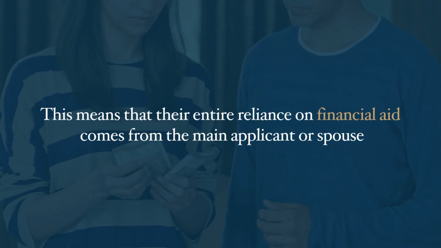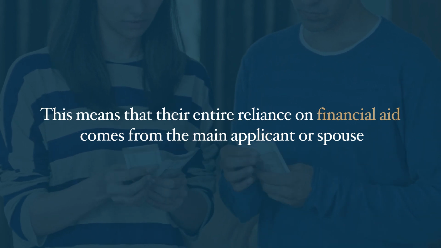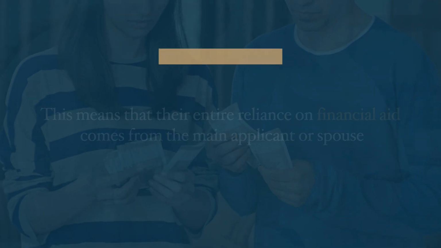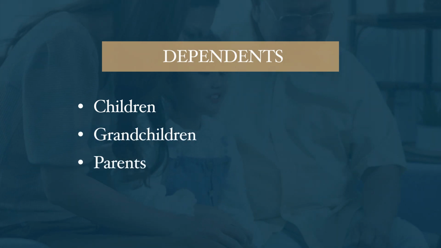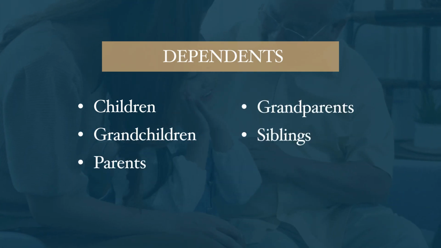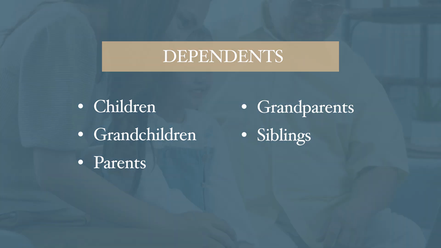They can be adult or minor dependents, but the key factor is financial dependency. This means that their entire reliance on financial aid comes from the main applicant or spouse. Dependents can be children, grandchildren, parents, grandparents, and even siblings of the main applicant or spouse.